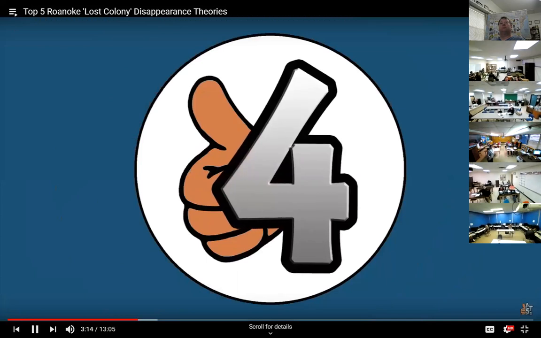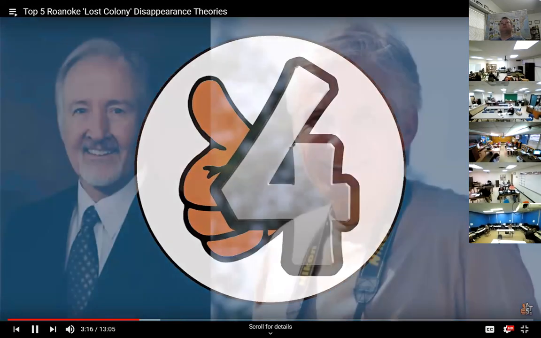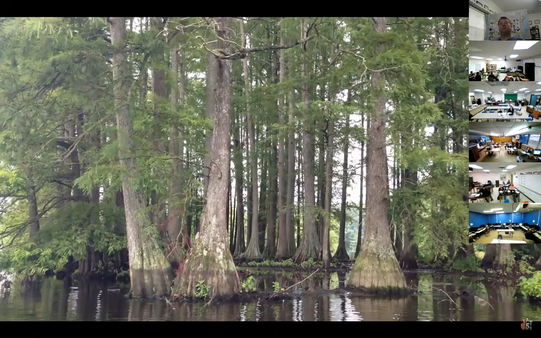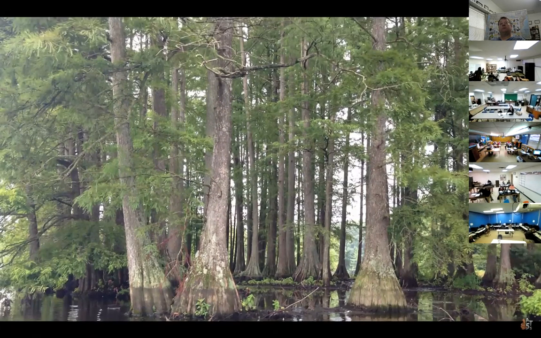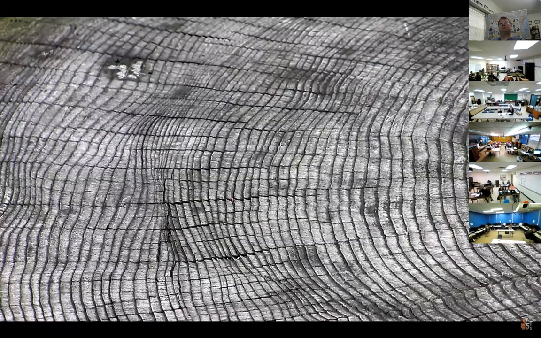Number 4, drought. Also in 1998, David Stahl, climatologist, and Dennis Blanton, archaeologist, conducted their own investigation into the Roanoke area, hoping to try and explain the mystery of the lost colony. They took samples of 800-year-old cypress trees from Roanoke Island and examined the core tree rings to reconstruct a picture of what the rains and temperatures were like year on year.